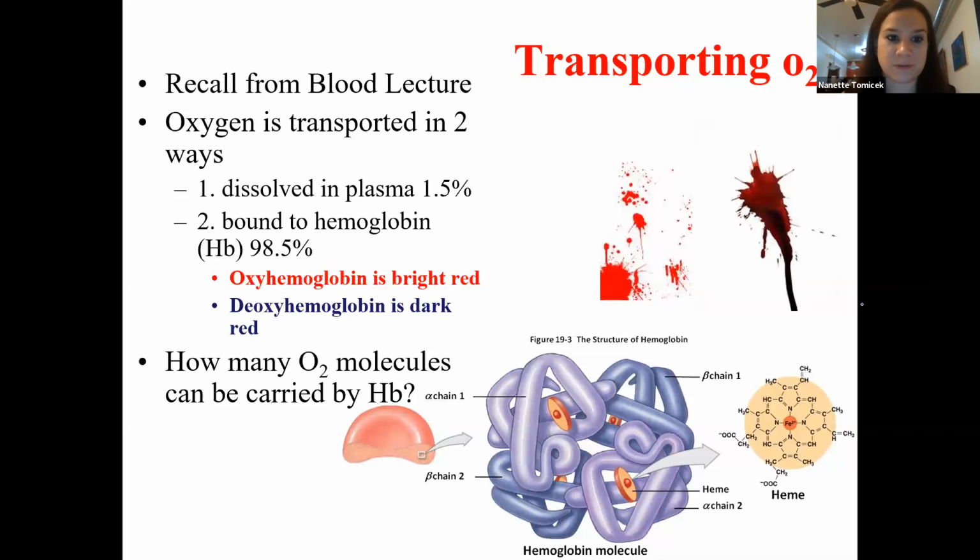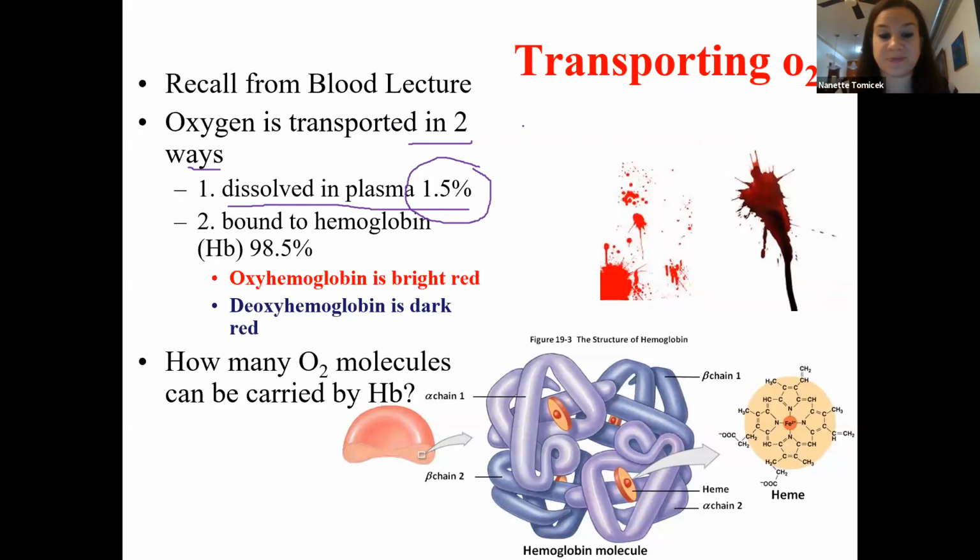So we need to go back to the blood lecture and think a little bit about what's going on here. Oxygen is really transported in two ways in the body. One, you can dissolve a gas into a liquid. You certainly know that every time you open up a carbonated beverage and the bubbles come up, you can put some gas into a liquid. You can only put 1.5% of the oxygen in your body into the liquid that is blood.